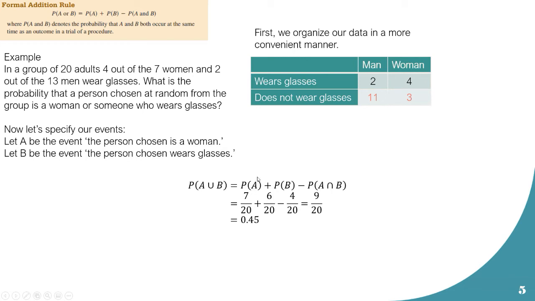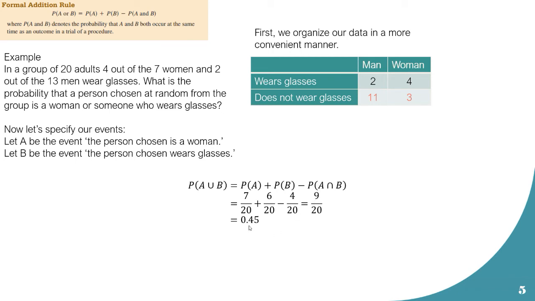So this probability is 7 out of 20. 7 women. This probability is 6 out of 20. Notice 6 wear glasses. Of course, how many are women and wear glasses? Well, that's going to be these 4 here. 4 out of 20. And so we set this up and we get 9 out of 20, which is 0.45.